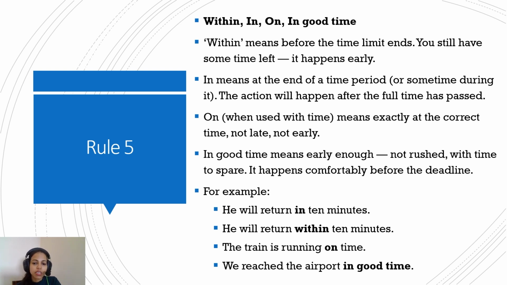The phrase in good time means early enough, not rushed for time. So you have some time to spare. It happens comfortably or in a relaxed manner before the deadline. Like we say, we reached the airport in good time. That means we reached the airport in a very relaxed manner, and we have an ample amount of time to go and have a coffee, maybe. So this is showing that it has happened early enough. You are relaxed and there is no rush. So within, in, on, in good time: these are the slight nuanced differences between these words.